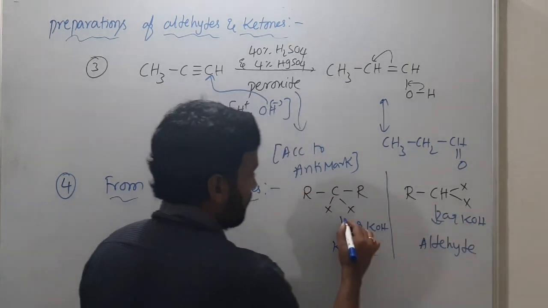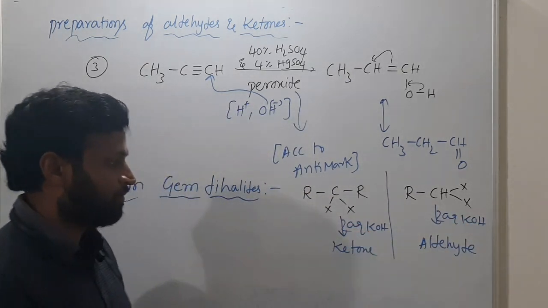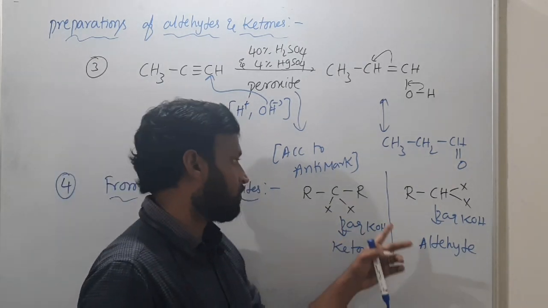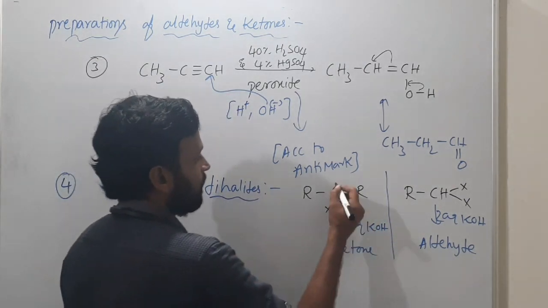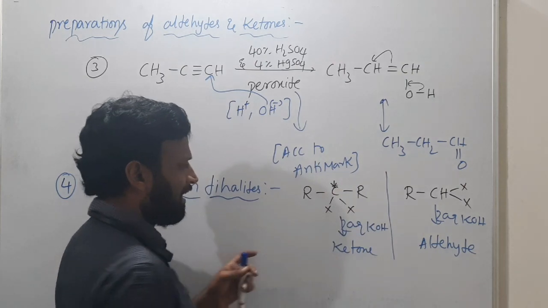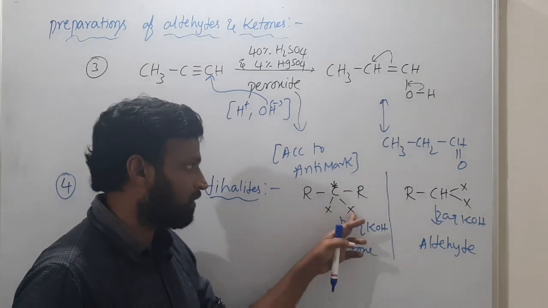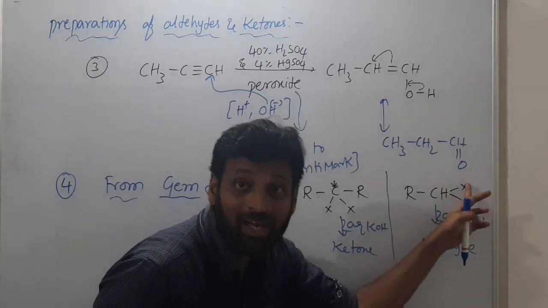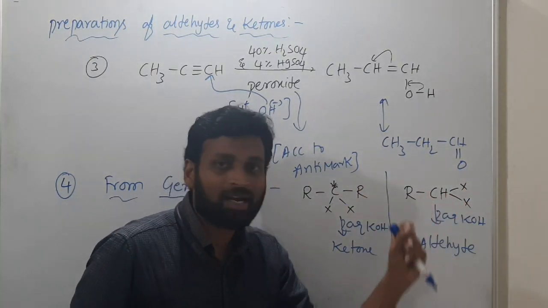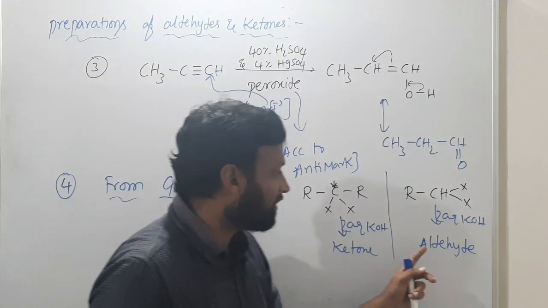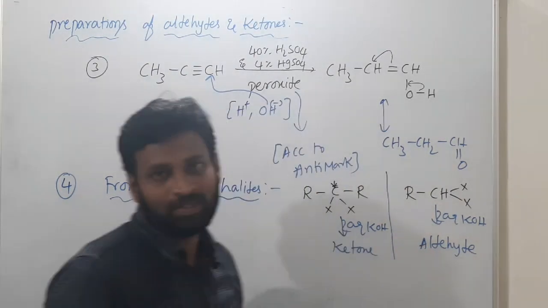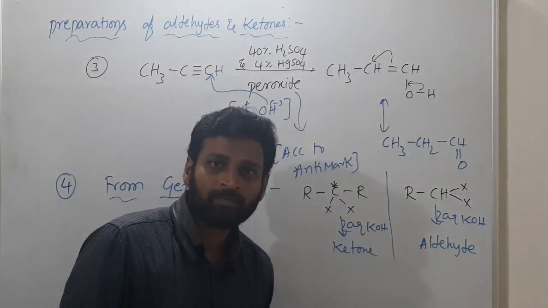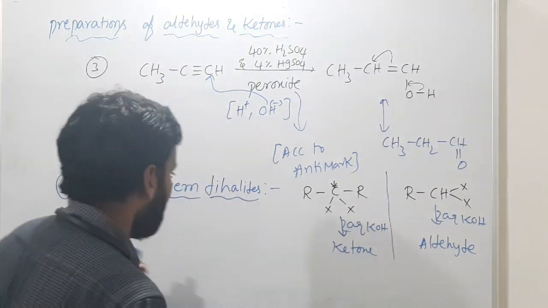But how many moles we have to take? 2 moles we have to take. 2 moles of aqueous KOH gives ketone. What's the difference? Very simple. Here, the middle carbon, any one of the middle carbons has 2 halogens, but here the terminal carbon has 2 halogens. If the terminal carbon has 2 halogens, then you have aldehyde on hydrolysis. Understanding, sir? So very important.